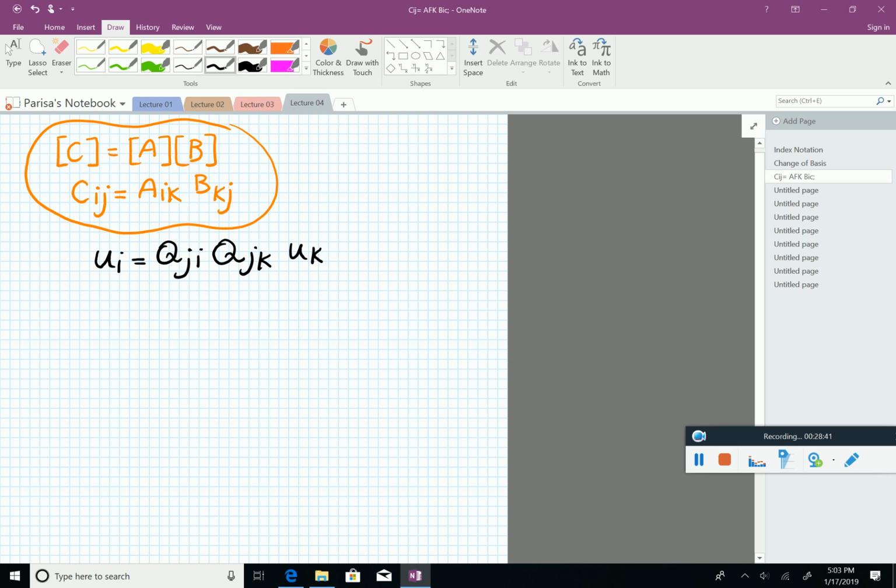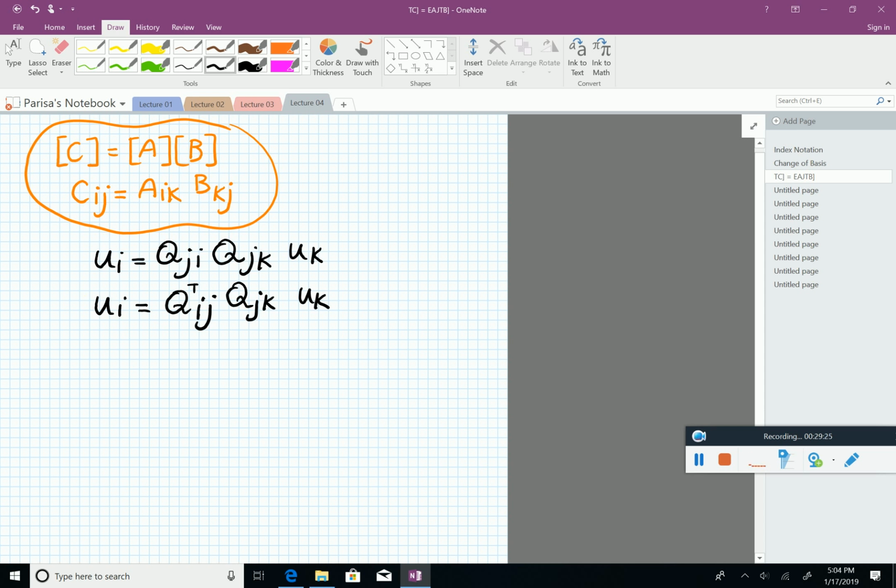So this is not in the same format, right? What do I have to do to make this a multiplication? I need to transpose one of those Q's. Otherwise, there is not much I can do with that here. So what I'm going to do is exactly that. So I write this as, okay, so that would be QTIJ, QJK, UK, right? Making sure I'm not making any more mistakes today.